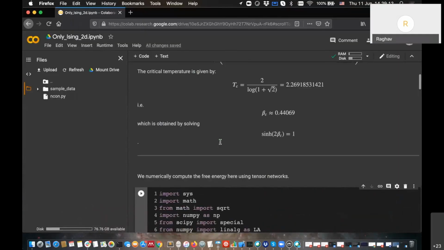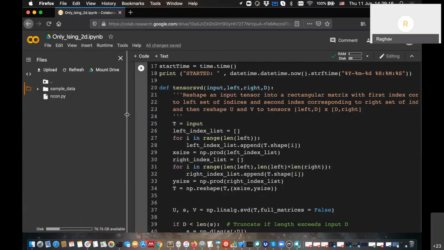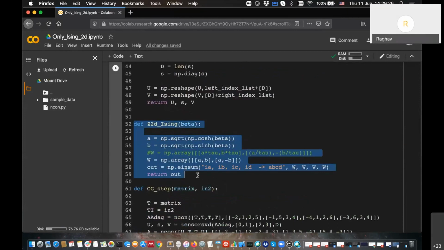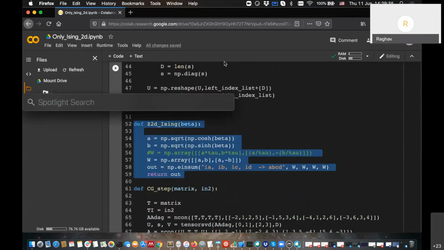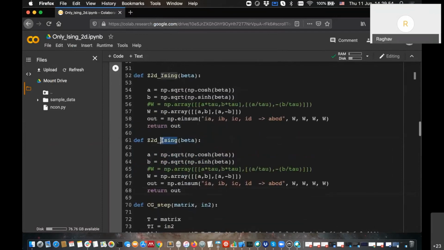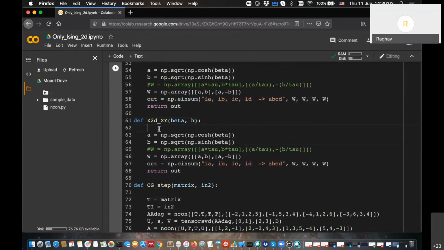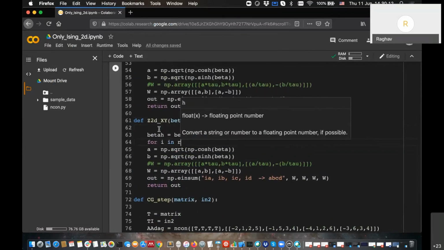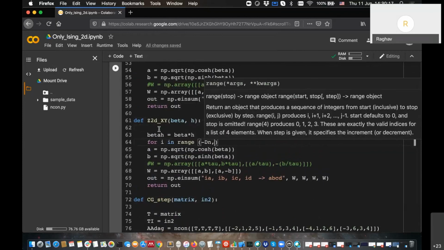Okay. Since the basic structure of the coarse graining and everything else is the same, I'll just write a new function. Let's just write down the same thing as this. It's going to be more complicated, but it's okay. We can call this Z2D XY. It takes as input beta and also takes as input the magnetic field. Let's construct something which I call beta h, which is beta times h. Now for i in range minus dn to dn, where dn is something which I'll tell you about in a moment.